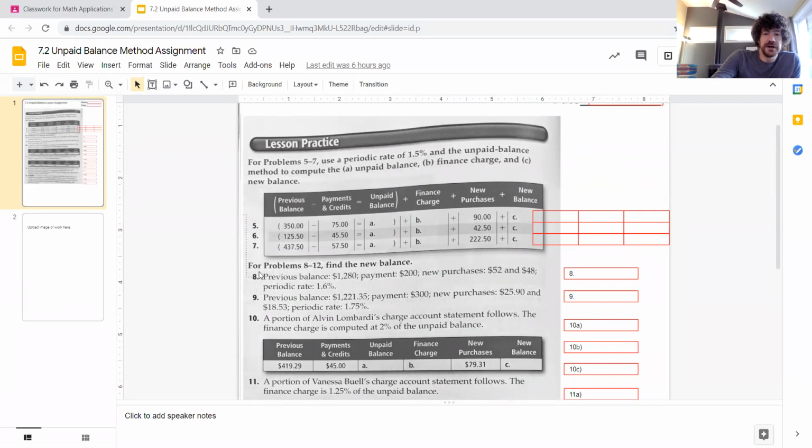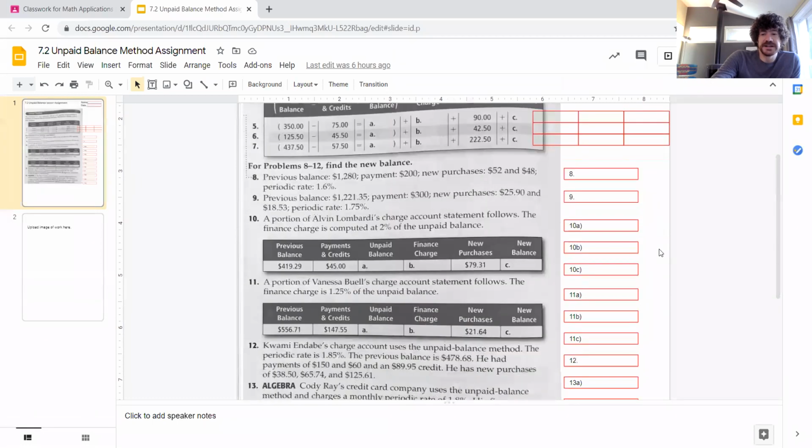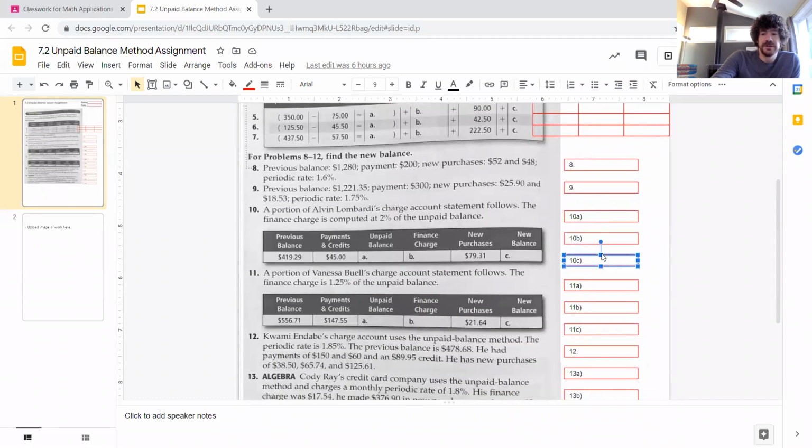8 through 12, you're going to calculate the new balance. Some of these have more parts than others, though. So for number 8, it gives you all the information you need. So calculate the new balance here from that. In order to get the new balance, though, you have to go through all three of those little formulas to work through that for number 8 and for number 9. Number 10 just lays it out a little bit more for you. So 10A, unpaid balance, 10B, finance charge, 10C, new balance.